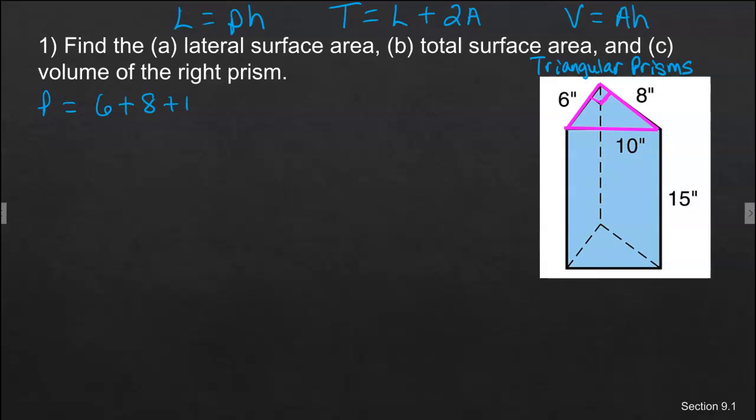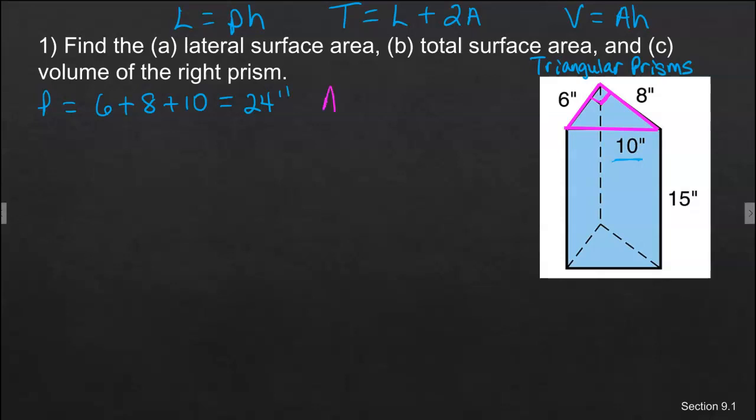plus 8 plus 10. If it's a right triangle and you have a missing part, you can use the Pythagorean theorem to find that. I think there's one on my lab where that happens, and you use Pythagorean theorem to find the hypotenuse. So 24 inches for my perimeter.